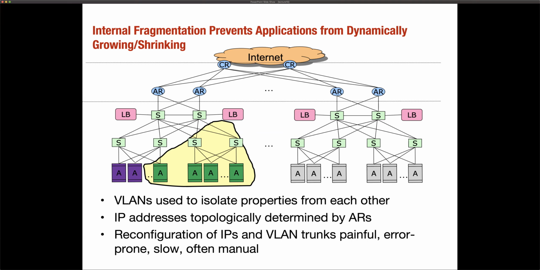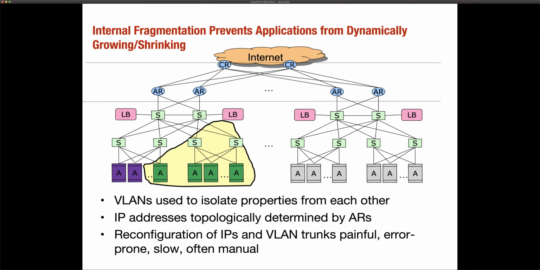So let's look into this figure. The color schemes tell you which type of service is using those servers. Green is one type of service, and violet is another type of service. The virtual LANs, or VLANs, are used to provide some isolation between the traffic that belongs to application type 1, or service type green, versus the violet, or purple, service. And the IP addresses are topologically determined by the ARs, the access routers. Whichever set of servers are connected to those ARs have their IP addresses assigned based on that.